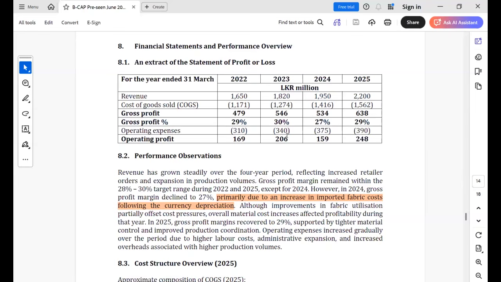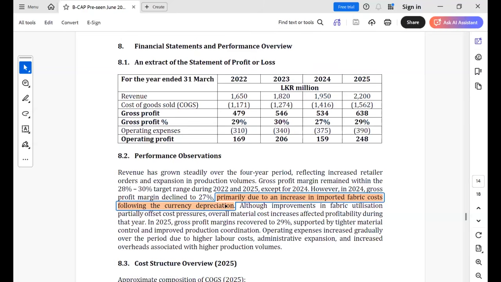When you don't have budget targets, basically you are clueless. You don't know where to go. Whatever the actual number is, you believe it is a target, which is wrong. So there is no budget. And there is another one, primarily due to increased imported fabric cost following a currency depreciation.